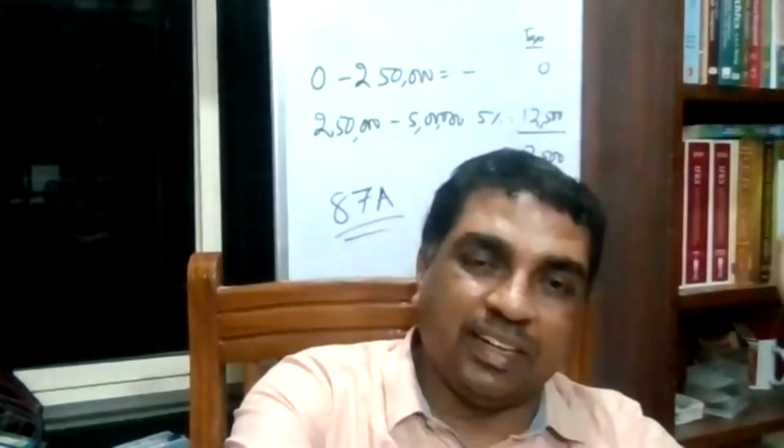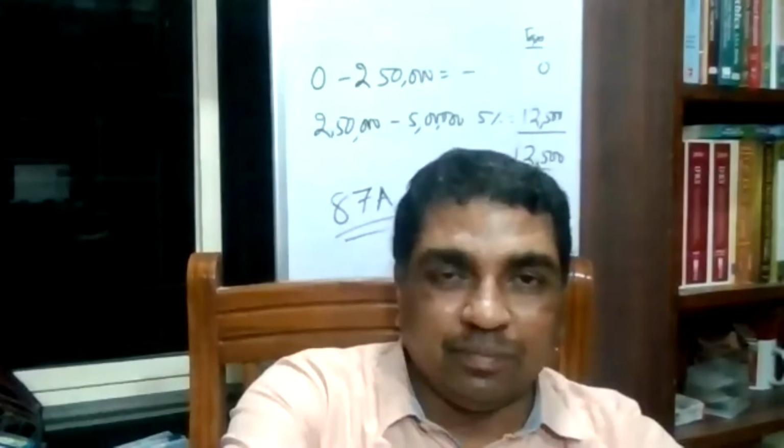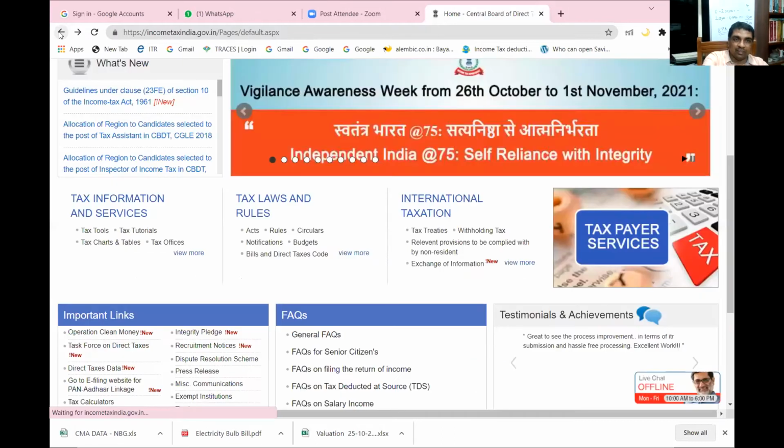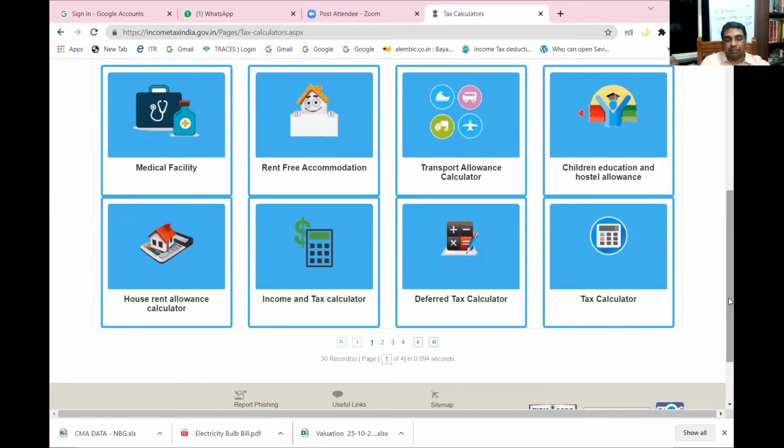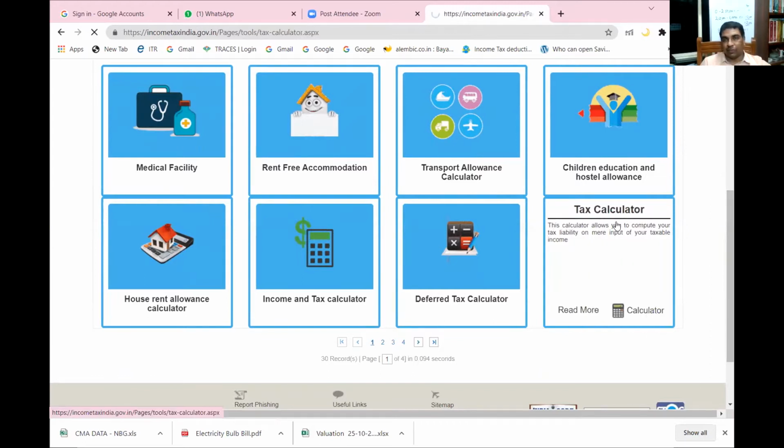Let us go once again to the Income Tax Department's website. Let us go to the tax calculator. Are you ready? Should we go there? Yes, sir. Now I am again taking you to the tax tools. Now please guide me. Where should I go? Where should I click? Tax calculator. All of you are sure? So I expect all of you should try it today. Please visit the tax calculator and check whether it's working or not.